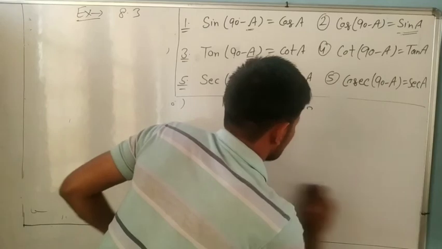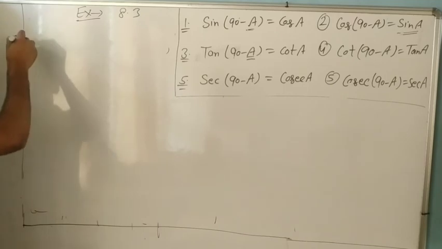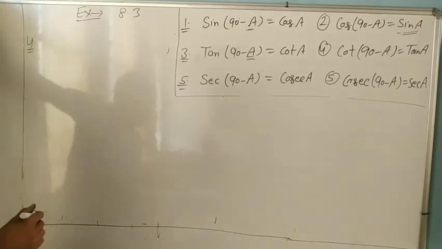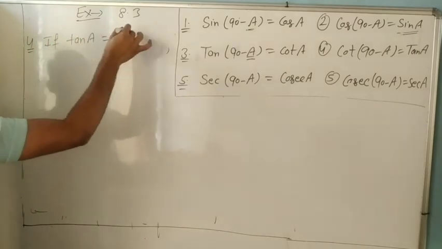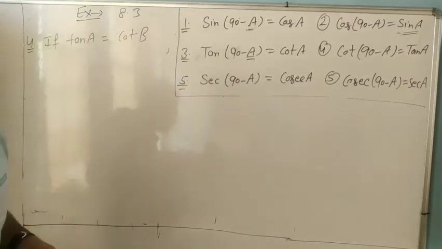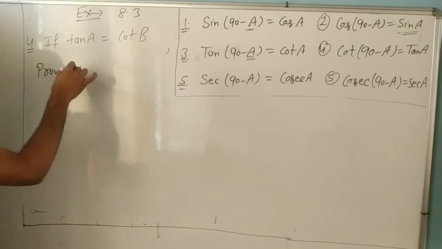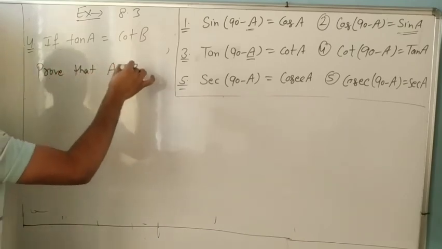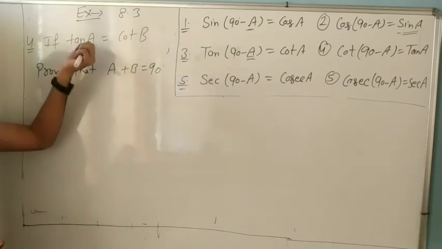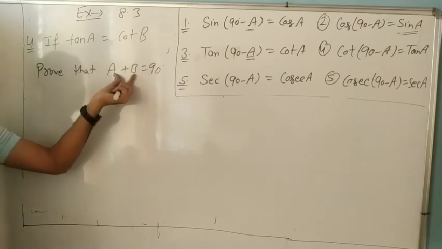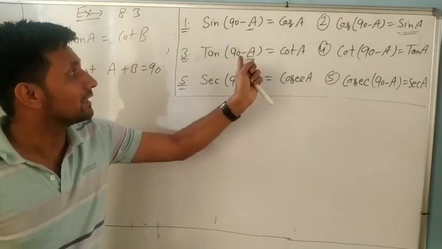Now the last question. Which one? Question number 4. Question number 4 is also like question number 3 and 5. If tan A equal to cot B, prove that A plus B equal to 90. It's very simple. We have to show that they are equal when the sum of both is 90. Yes, 90 minus A plus A, A cancels. If the sum of both is 90, then they are equal.